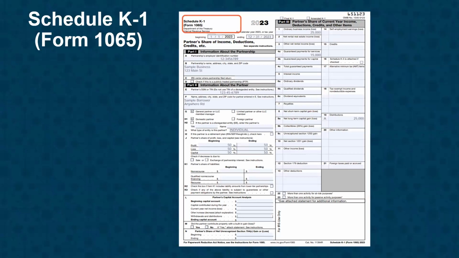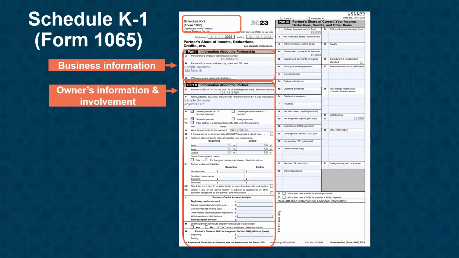Please note that IRS forms are identified on the upper left-hand corner so you can see that the income source is indicated as Form 1065. Part 1 is all about the business, the 9-digit EIN number, the name, and the address. Part 2 identifies the owner by Social Security or TIN number, name, and address.